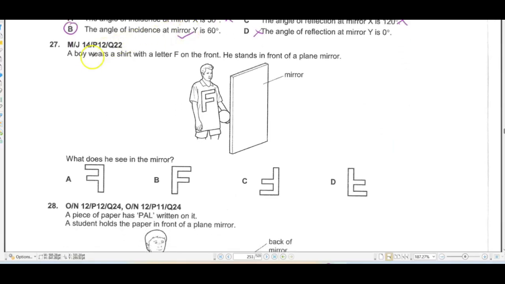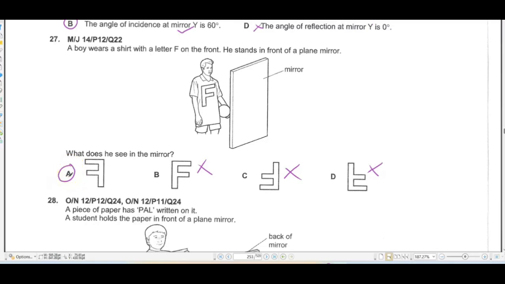Question number 27. A boy wears a shirt with letter F on at the front. He stands in front of a plane mirror. What does he see in the mirror? So the ones that are upside down options, they are out of the game, and this is just as this letter over here is. So there has to be a lateral inversion. So A is the correct answer.